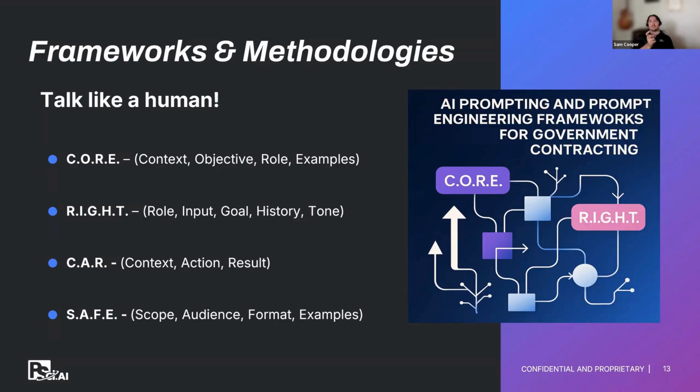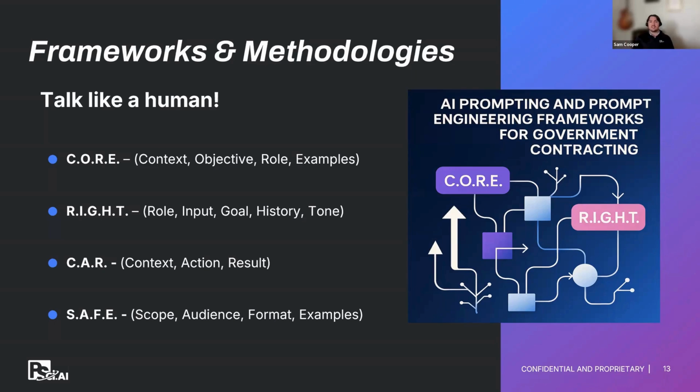Basically, what we can think of this as is, for each letter in the acronym, that represents one sentence in our prompt, right? Pretty simple. So if I wanted to take the example of CAR, for instance, let's say I want to put together a bid/no-bid decision based on capabilities and gaps.